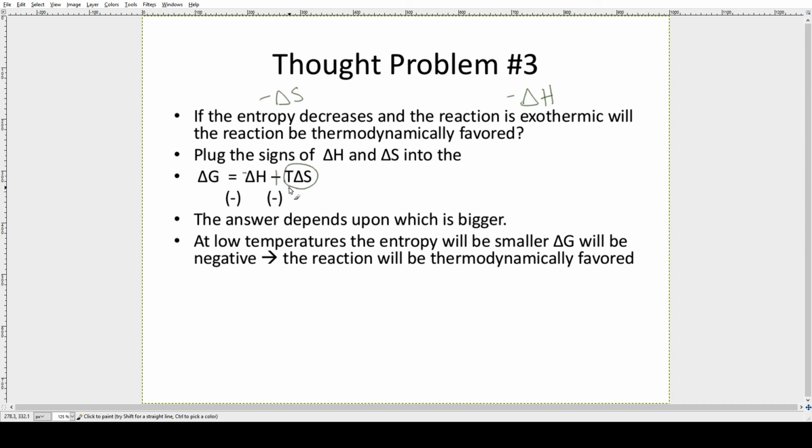If your temperature is really small, then the negative delta H will prevail and you will have a negative Gibbs free energy, and you will end up with something that's thermodynamically favorable. So at low temperatures, the entropy will be smaller, that chunk will matter less, and the delta G will be negative. So this one, again, it depends on temperature, if both are negative.